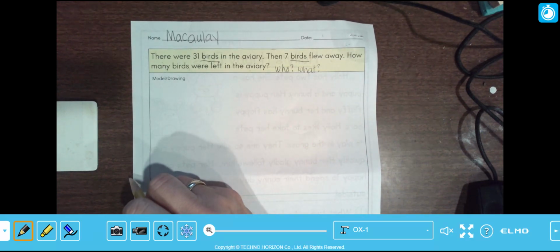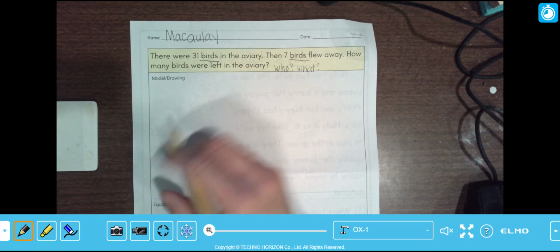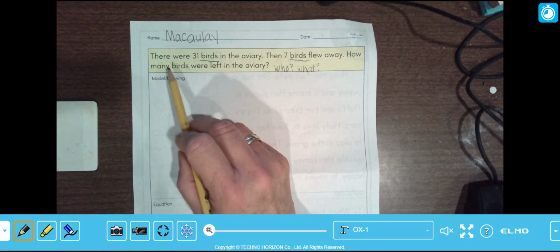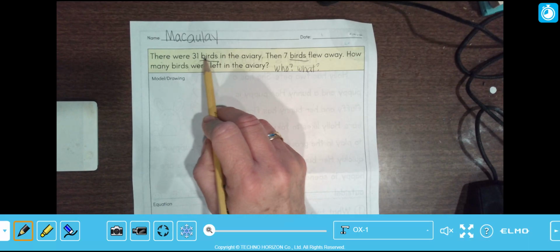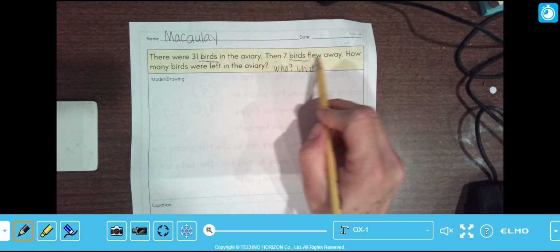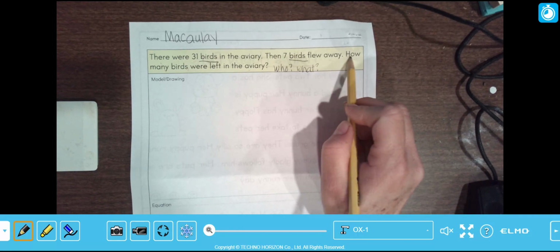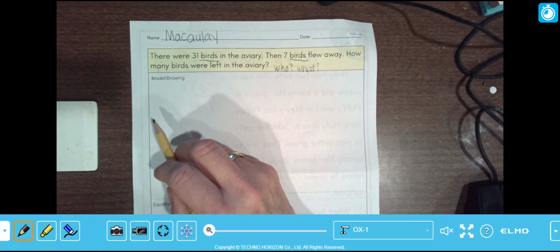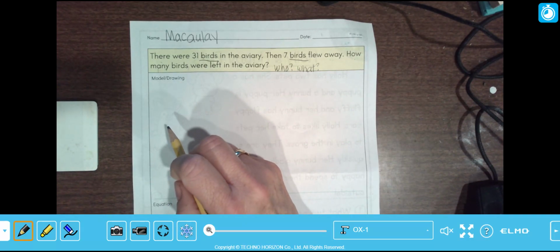Okay, so our next question is what's happening with the birds? So, here I go. I'm going to read it again, okay? Think about what's happening with the birds. There were 31 birds in the aviary. Then 7 birds flew away. How many birds were left in the aviary? So think about what's happening.